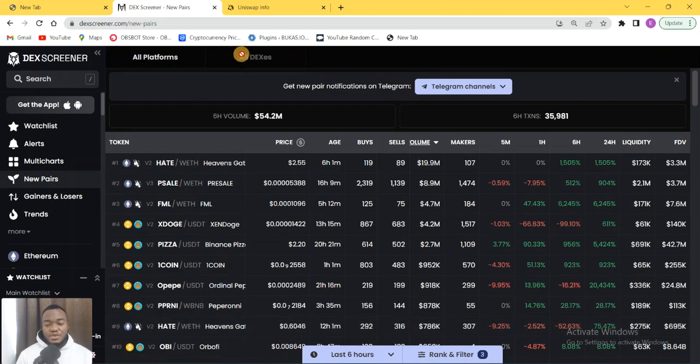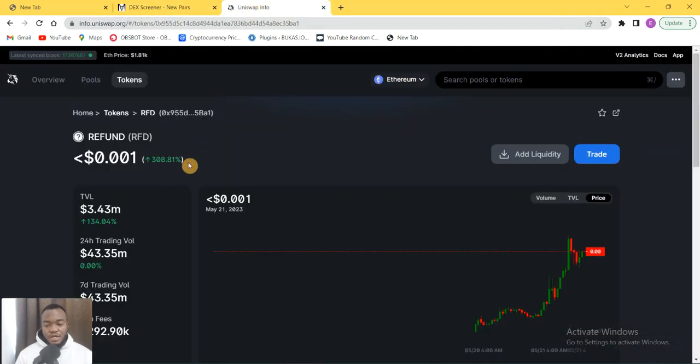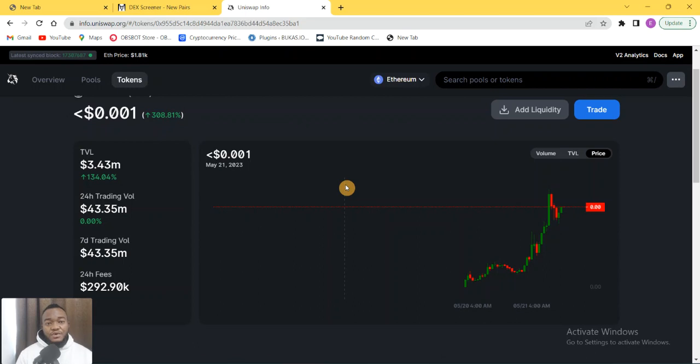Now there is a coin I picked up that is doing well, called Refund. I want to use it to teach you something, because it is on the Ethereum network. So how do you know whether you can sell a coin or not? Because it's not just about seeing. Not all of these are meme tokens, but most of them are meme tokens, and most of them are degen. So you have to be very careful, and make sure you test it to know whether you can be able to sell.